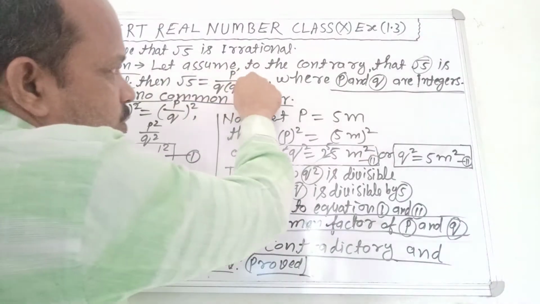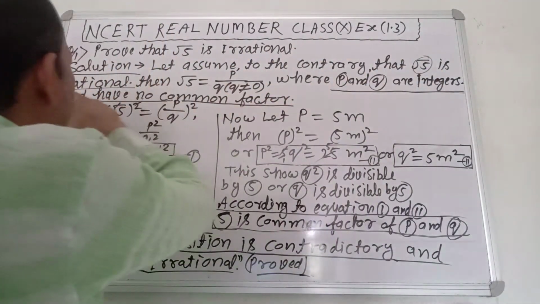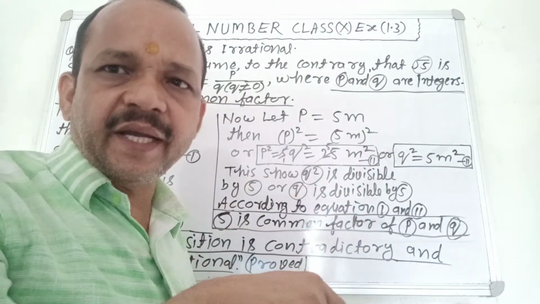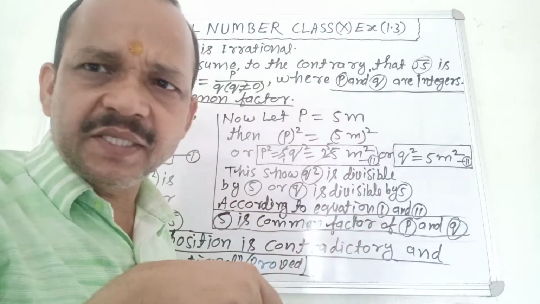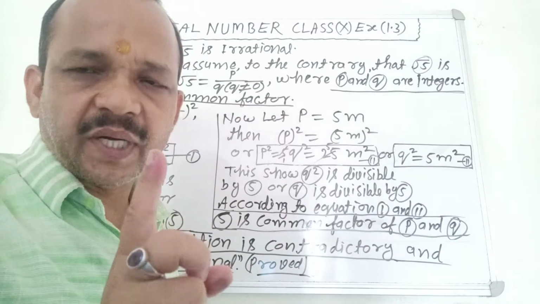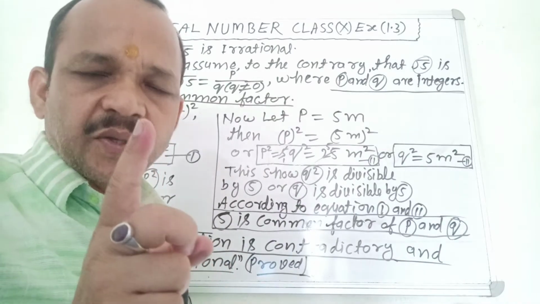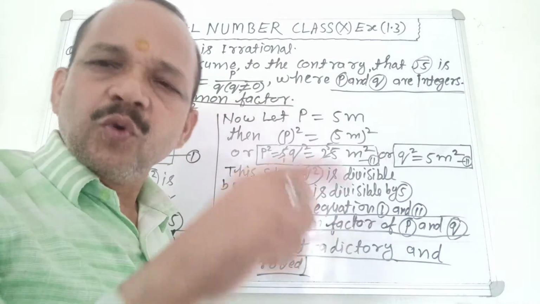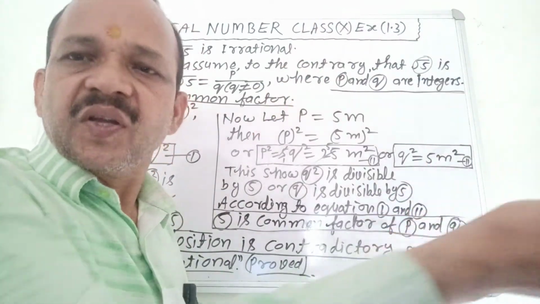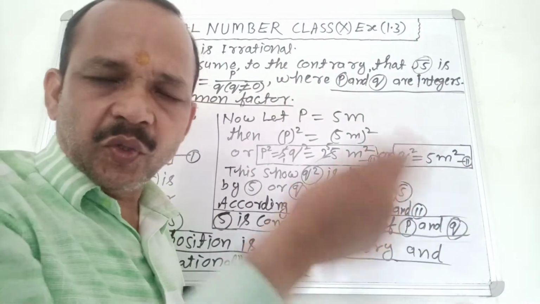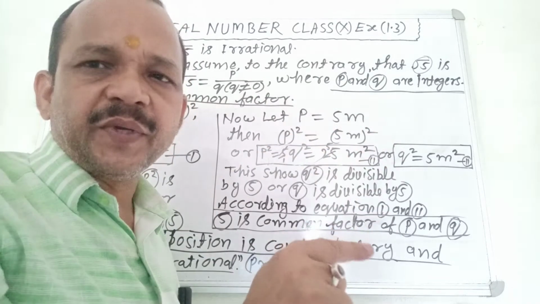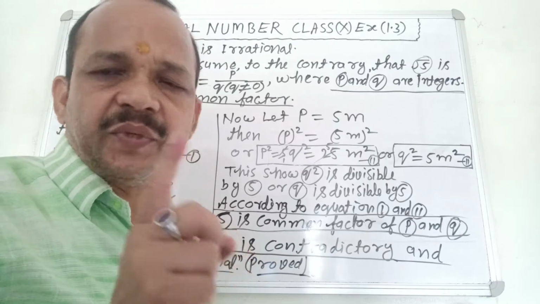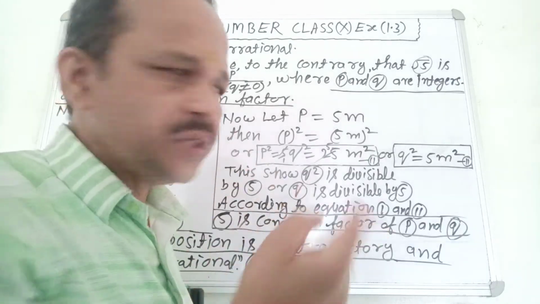Solution. Let us assume to the contrary that root 5 is a rational number. Because you have to prove root 5 is irrational, you let root 5 be a rational number. Clear? No confusion about it? Very good. See the book.